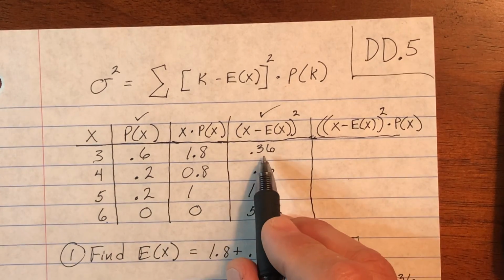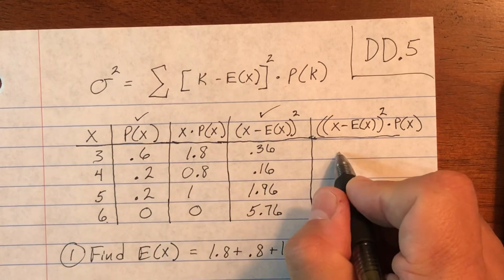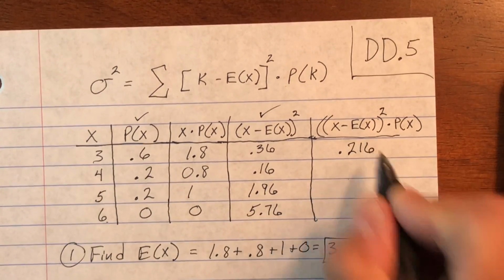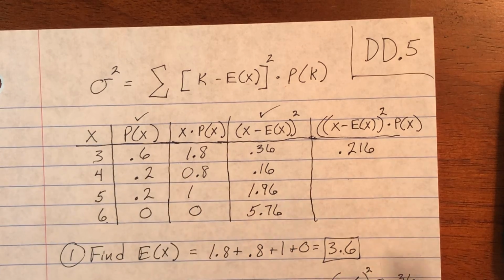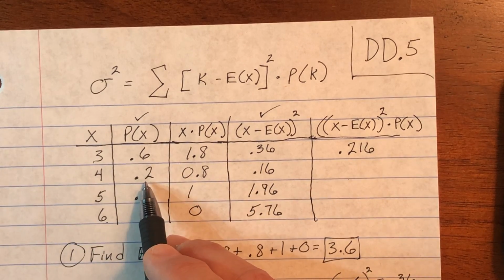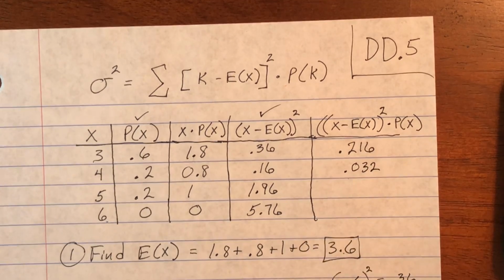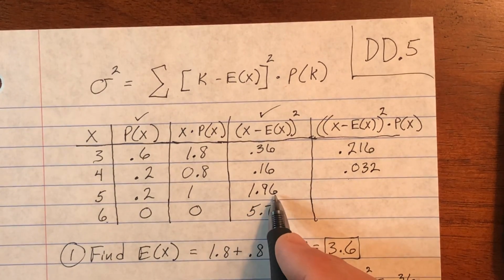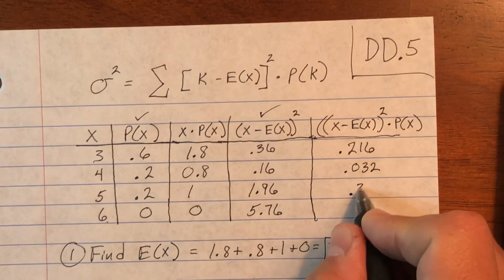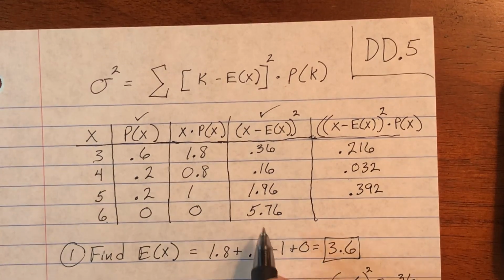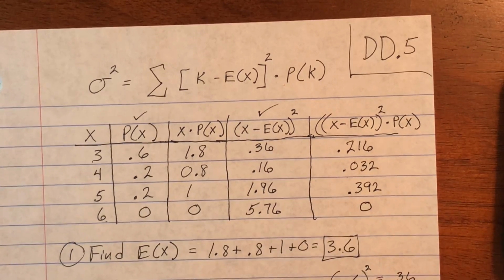So in other words, what's 0.36 times 0.6? It's 0.216. Try it on your calculator. Again, I'm just taking this times this. So what's 0.16 times 0.2? It's 0.032. What's 1.96 times 0.2? It's 0.392. And what's 5.76 times 0? It's 0.